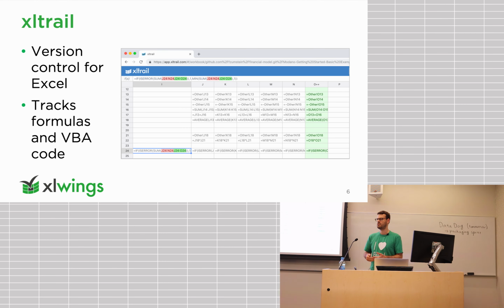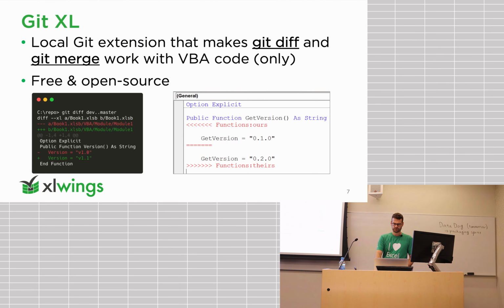Then the other product that we manage is called xltrail. And xltrail is really, think of it as GitHub for Excel. So it's version control for Excel. And it is able to connect with your Git repository. So if you push your workbooks into Git, then you can connect xltrail with your GitHub or wherever that is. And xltrail will show you the content and also the diffs of the spreadsheet and also the VBA code if you use that.